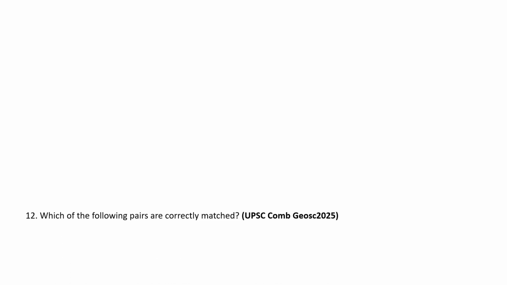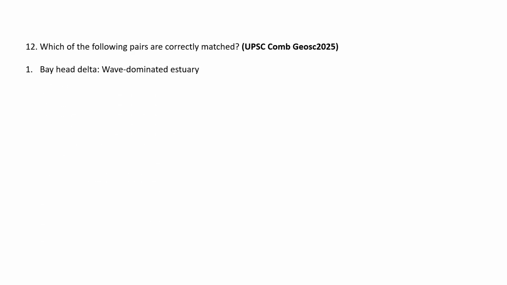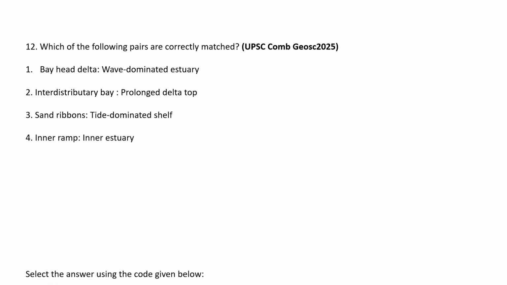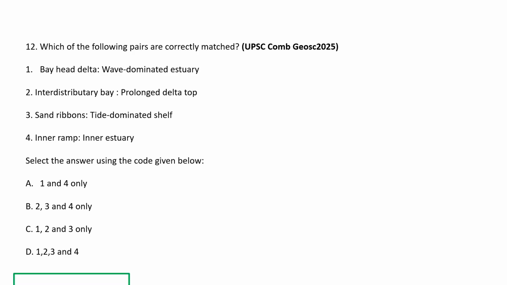Next question. Which of the following pairs are correctly matched? 1. Bayhead delta, wave-dominated estuary. 2. Interdistributary bay, prolonged delta top. 3. Sand ribbons, tide-dominated shelf. 4. Inner ramp, inner estuary. Select the answer using the code given below. A. 1 and 4 only. B. 2, 3 and 4 only. C. 1, 2 and 3 only. D. 1, 2, 3 and 4.